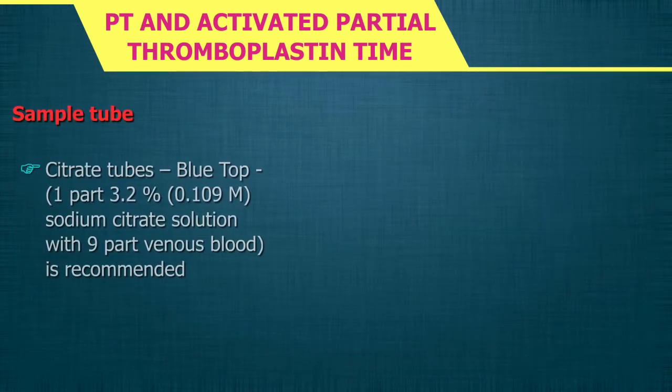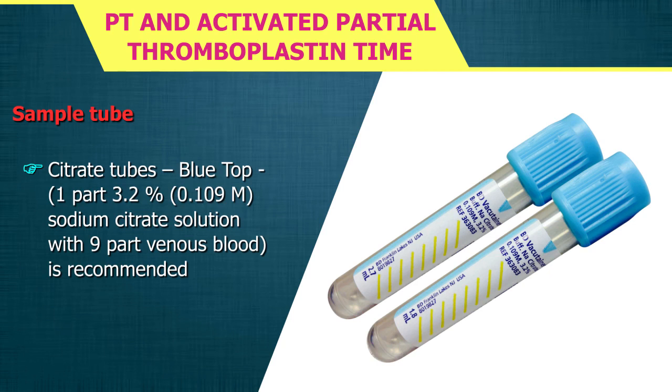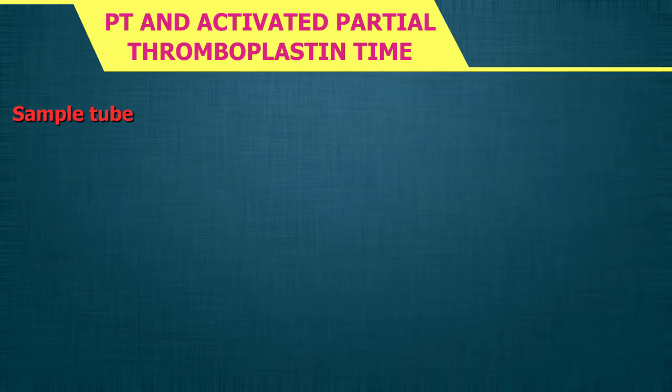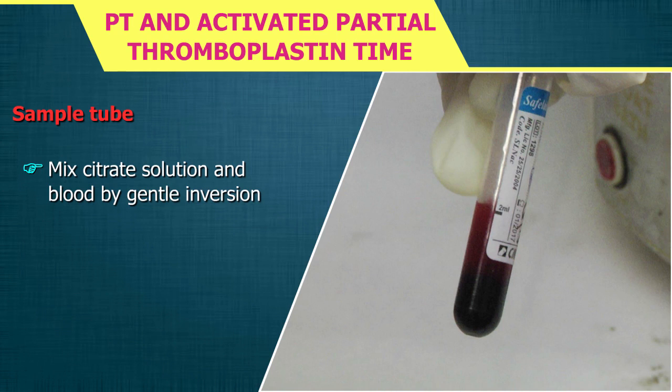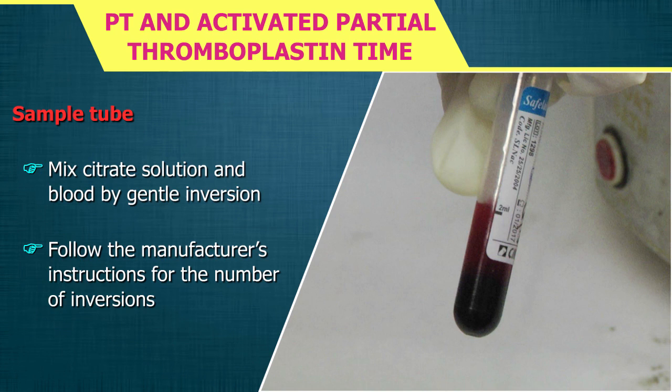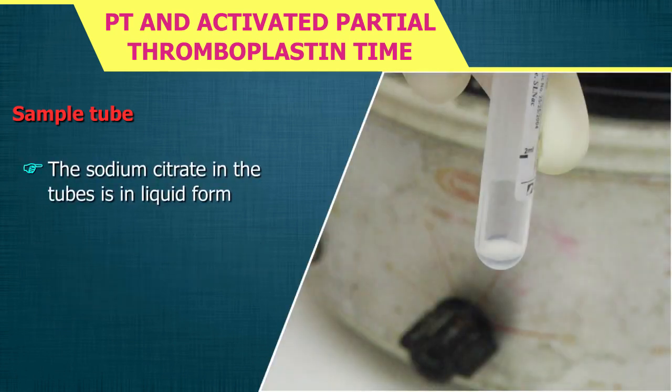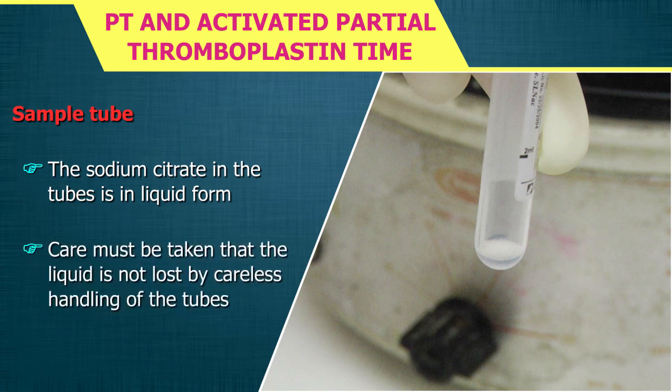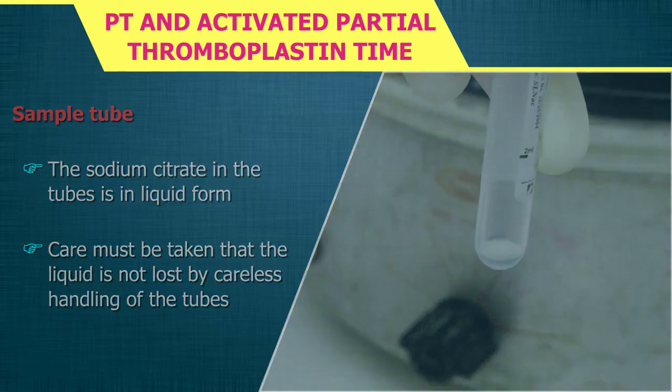Sample tube. Citrate tubes, blue top, with 1 part 3.2% sodium citrate solution to 9 parts venous blood are recommended. Mix the citrate solution and blood by gentle inversion. Follow the manufacturer's instructions for the number of inversions. The sodium citrate in the tubes is in liquid form, so care must be taken that the liquid is not lost by careless handling of the tubes.